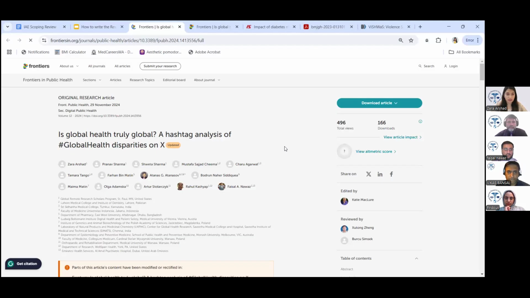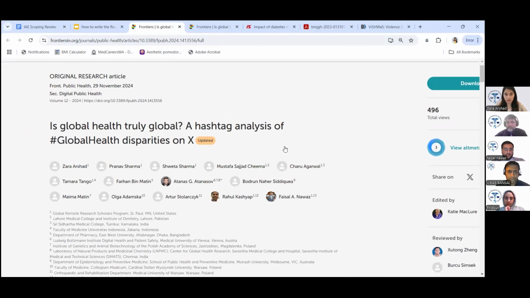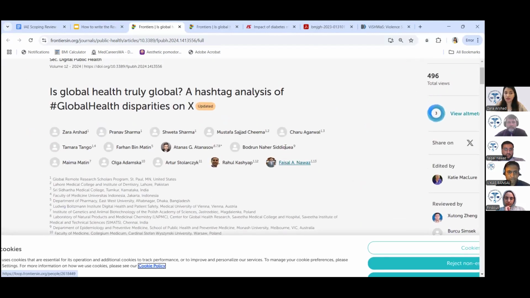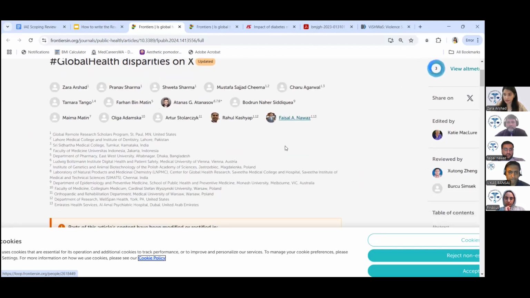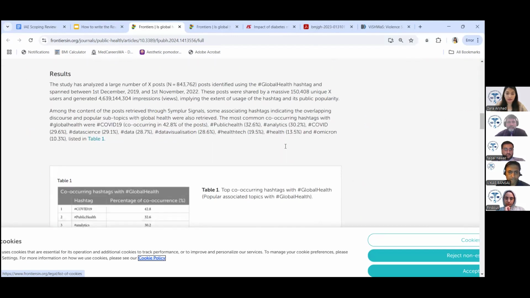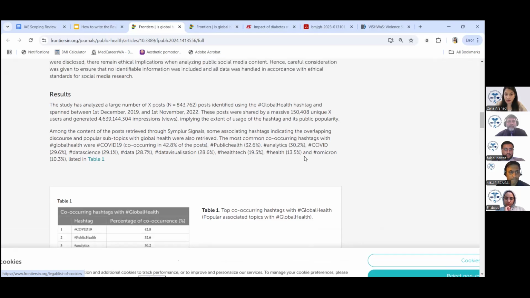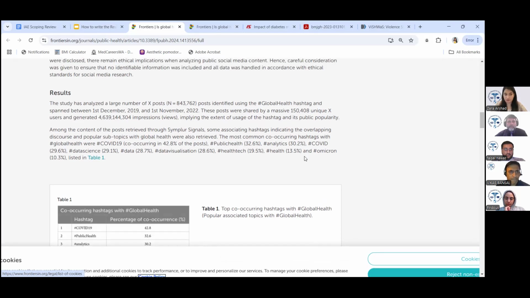If we go with this first one, this is a published study, very recently published. The topic is: Is global health truly global? A hashtag analysis of hashtag global health disparities on X. Now going down to the results section directly, if you see, since this was a very straightforward cross-sectional analysis, we had retrieved the data from a statistical analysis software. The results are mostly only describing what we got out of that software. The study analyzed a large number of posts.